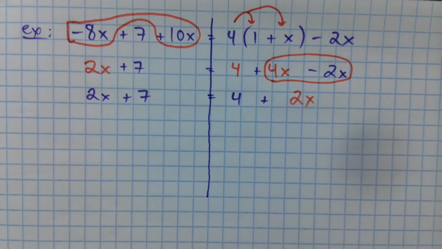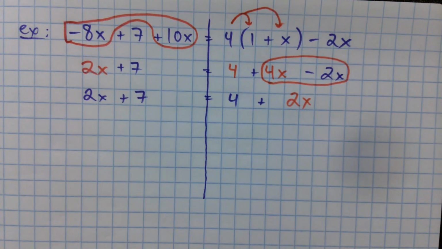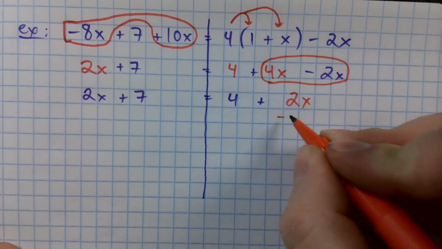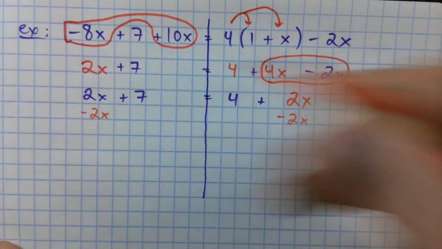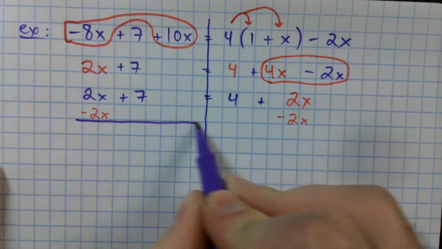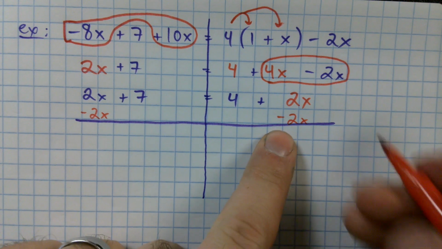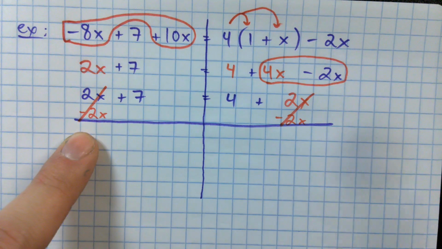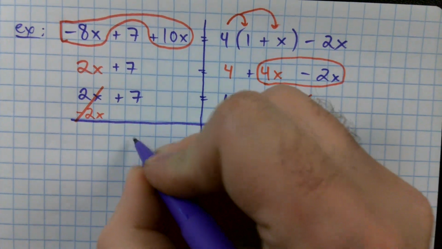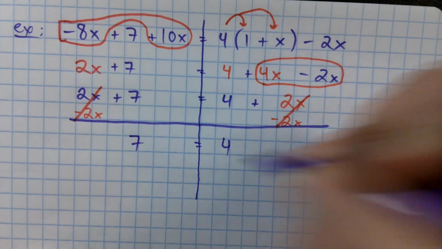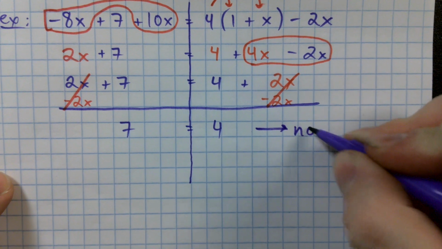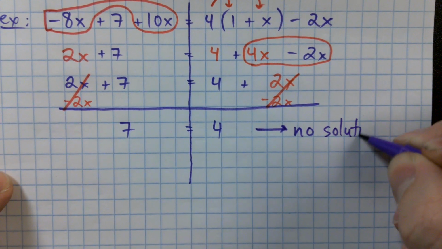All right, what do I want to do now? Move the variable to the left. What's the opposite of plus 2x? Minus 2x. What is 2x minus 2x? 0. What is 2x minus 2x? 0 again. What's all that's left on the left? 7. What's all that's left on the right? 4. Is 7 equal to 4? No. Would you rather have $7 or $4? $7, right? There is no solution.